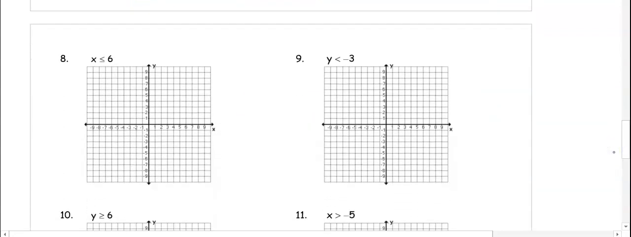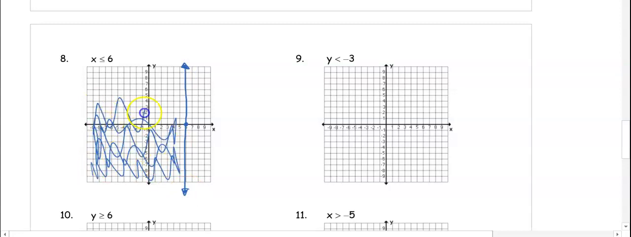In number 8, we have x is less than or equal to 6. Remember that x is a vertical line, so at 6 on the x-axis, we are going to have a solid vertical line because it's less than or equal to. Now, because it's a vertical line, it does not have an above or below, but the arrow is pointing to the left, so we are going to shade to the left of the line. So if it's a vertical line, we just use the direction the arrow is pointing, like if we were on the number line.